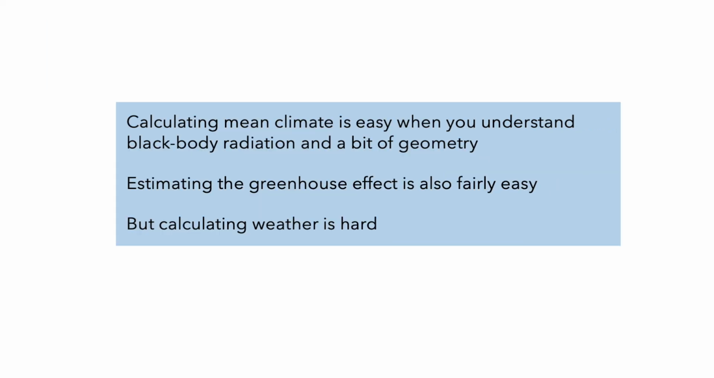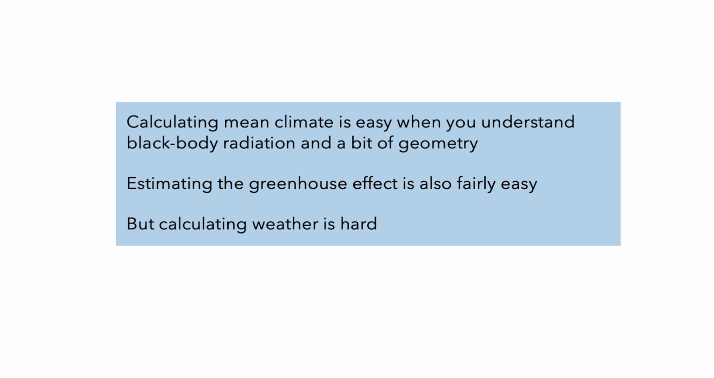So, take-home message from today's lecture: calculating the mean climate of the Earth is pretty easy once you understand black body radiation, steady state, and a bit of geometry, right? Estimating the greenhouse gas effect, that's also fairly easy. A simple model for that. You can find that in the supplementary exercises posted in the instructor's companion website for the book, right? You can calculate the mean climate really easily, as we've seen. Same for the greenhouse gas effect.